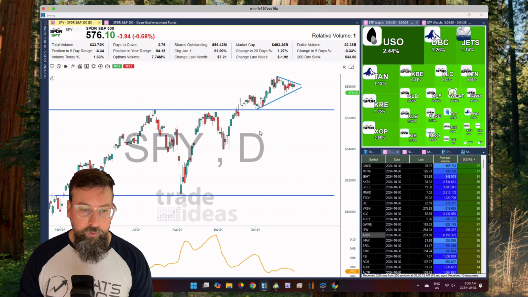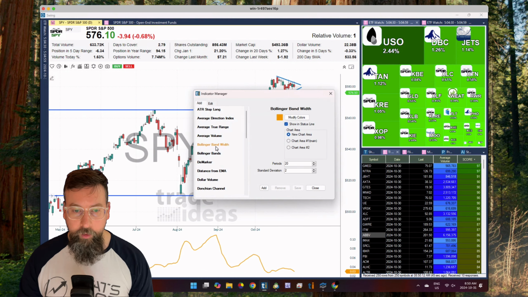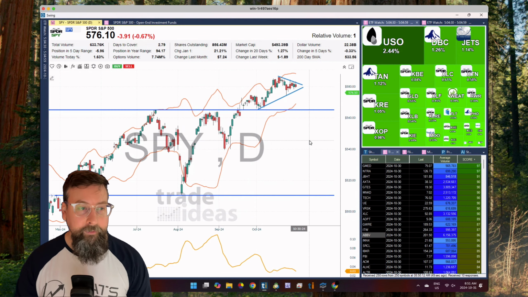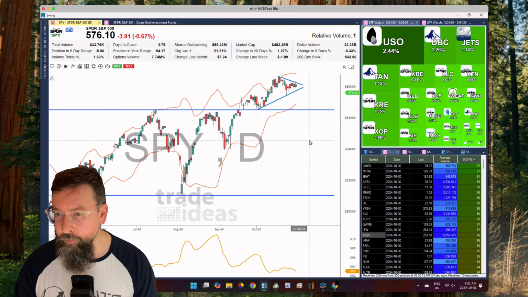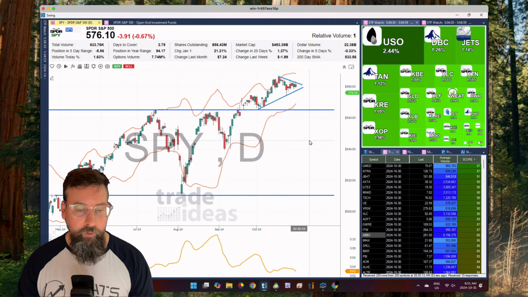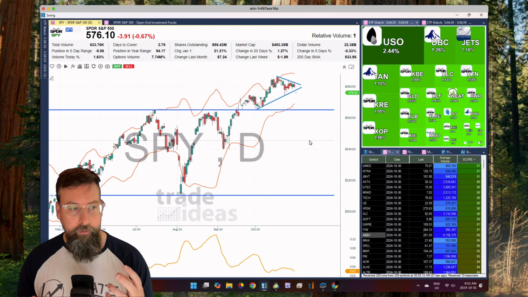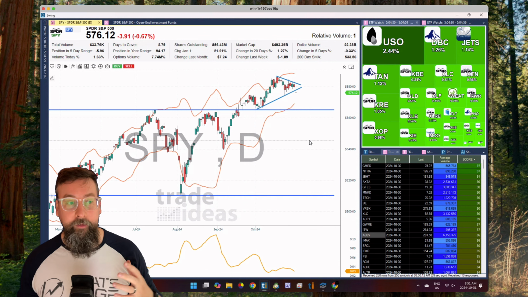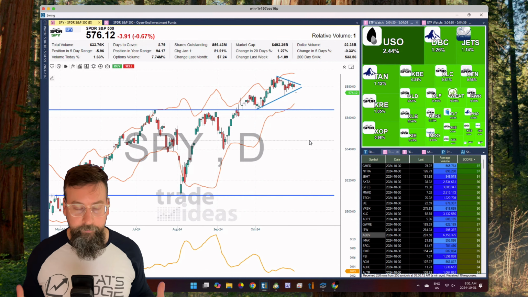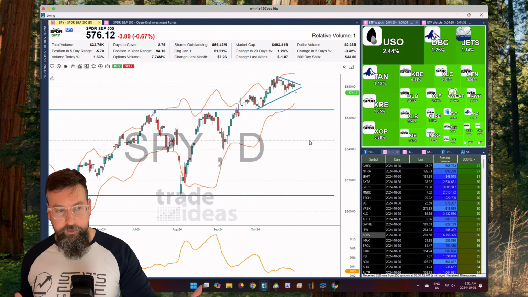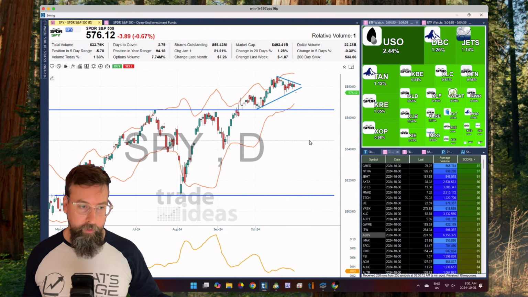Now, what if you're someone who's newer to trading and you really want a way to define this with an indicator? Well, this is what the Bollinger Bands are for, right? The Bollinger Bands were never meant to, and they were never invented to be this buy it here and sell it here. What the Bollinger Bands measure as an indicator is a moving average, and then how much volatility you have around that moving average.